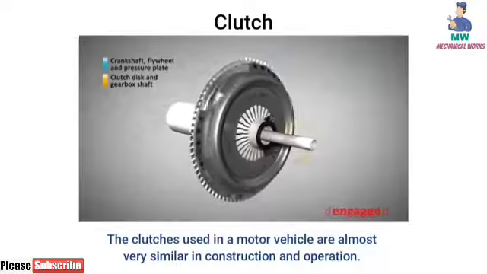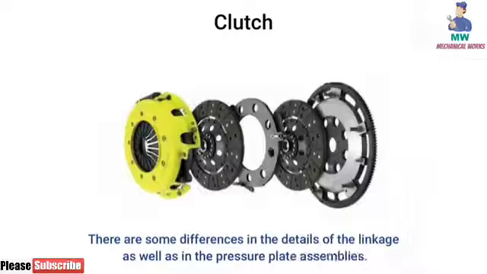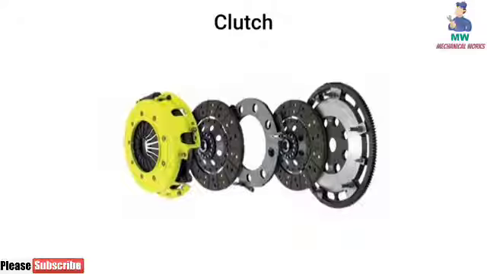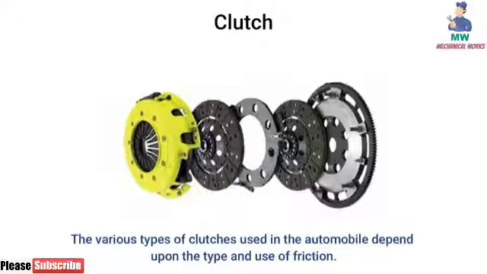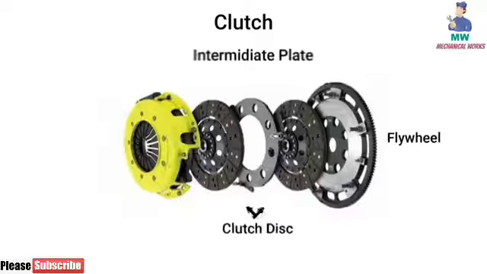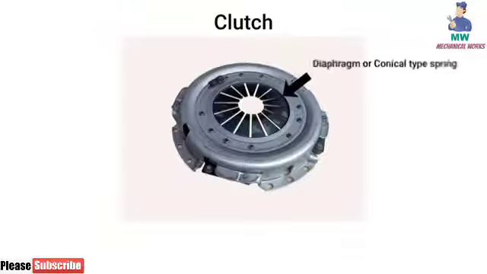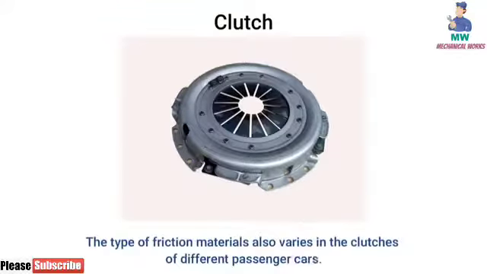The clutches used in a motor vehicle are almost very similar in construction and operation. There are some differences in the details of the linkage as well as in the pressure plate assemblies. The various types of clutches used in the automobile depend upon the type and use of friction. A clutch consists of a flywheel, clutch disc, intermediate plate, and clutch cover. Most designs of the clutches use a number of coil springs, but some use a diaphragm or conical type spring. The type of friction materials also varies in the clutches of different passenger cars.